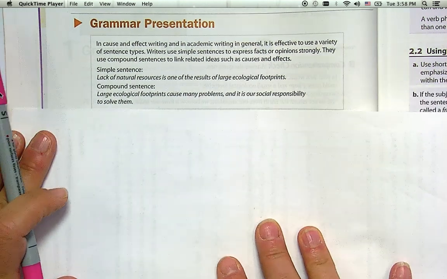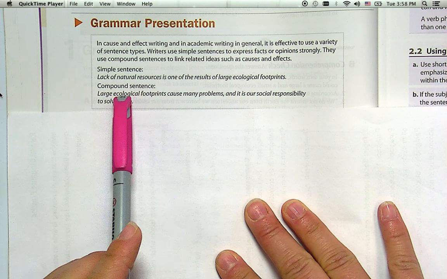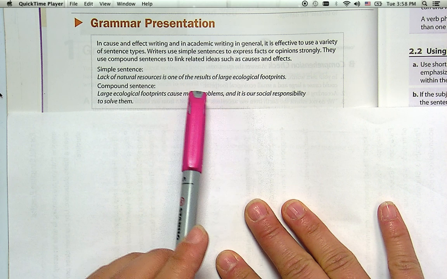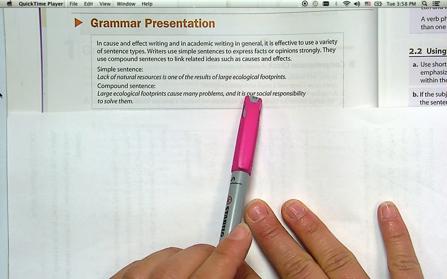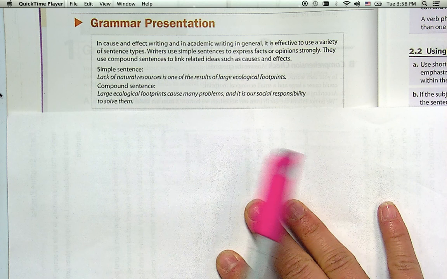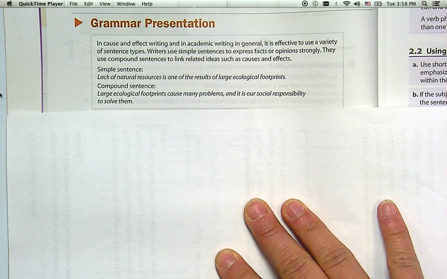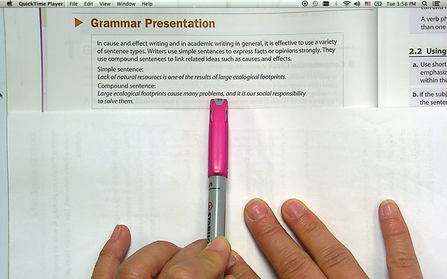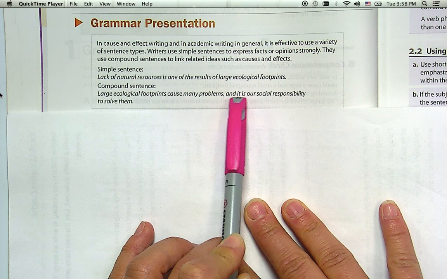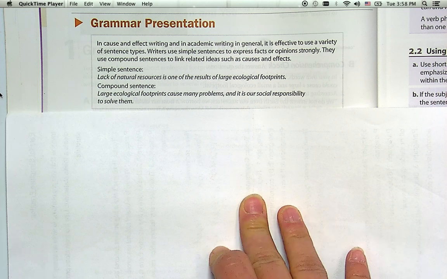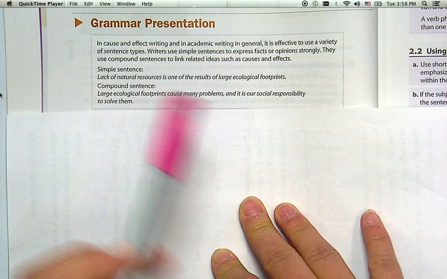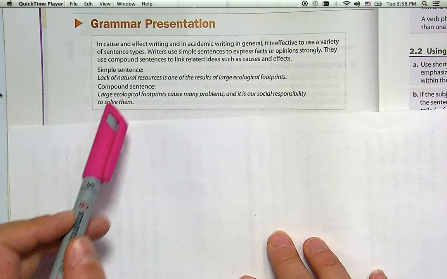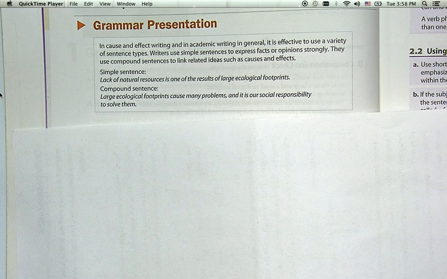A compound sentence is something like, large ecological footprints cause many problems, and it is our social responsibility to solve them. So here we can see the conjunction that we have already reviewed with the comma before it. Why do we need a comma before this conjunction? Because there is a subject and verb after it. We reviewed that in our other video. But here we can see some very high academic level sentences that are being combined to show two related ideas.